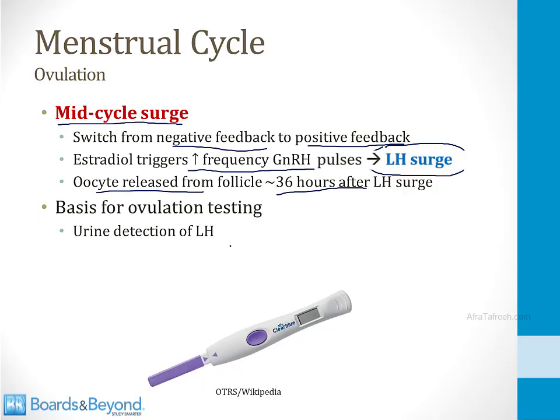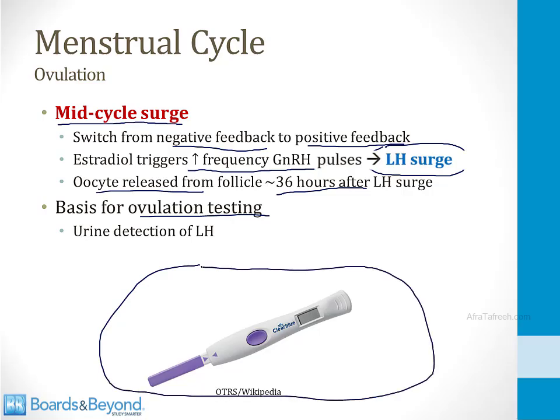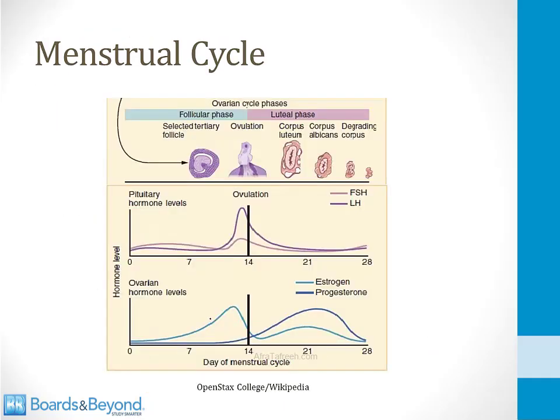And this mid-cycle surge is the basis for ovulation testing that women can use when they're trying to get pregnant. You can purchase an ovulation testing kit like I've shown on the screen here at a drugstore. Women can test their urine, and the kit will show when there is the presence of LH in the urine, and this means that they are about to ovulate and they're at the right time to get pregnant. If we go back to this slide, when the estrogen level gets high enough, it triggers this LH surge shown on the screen here, and that is what triggers ovulation.